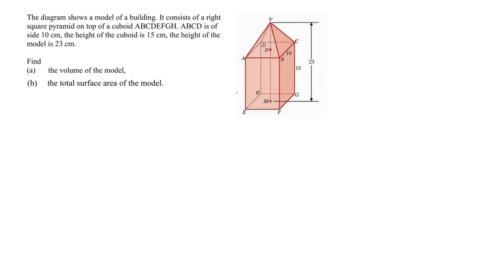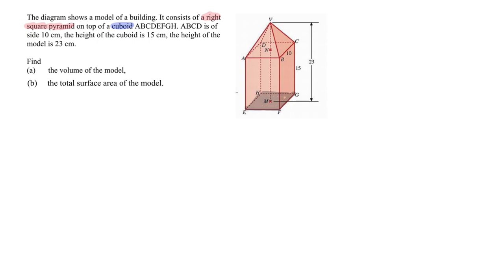Hello everyone, welcome to this video where we are given a model of a building. It is of a right square pyramid at the top of a cuboid, so there are two parts. And we also know the base ABCD of the pyramid is also the base of the cuboid. It is a square of 10 cm, so that means this is also a square.